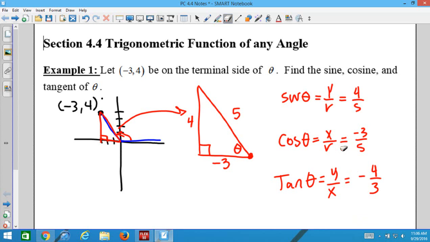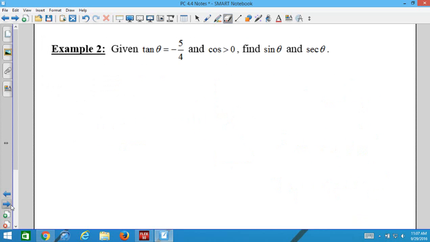The next example, I'm going to pause the video and you're going to do some thinking and start drawing to figure it out. So this says, given tangent of theta is equal to negative 5 over 4. So we already know what the tangent is. We also know that cosine is greater than 0. We have to find the sine of theta and the secant of theta.